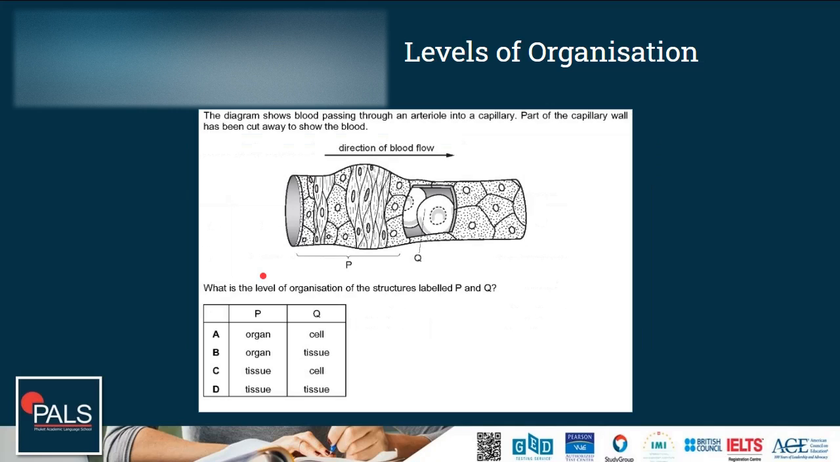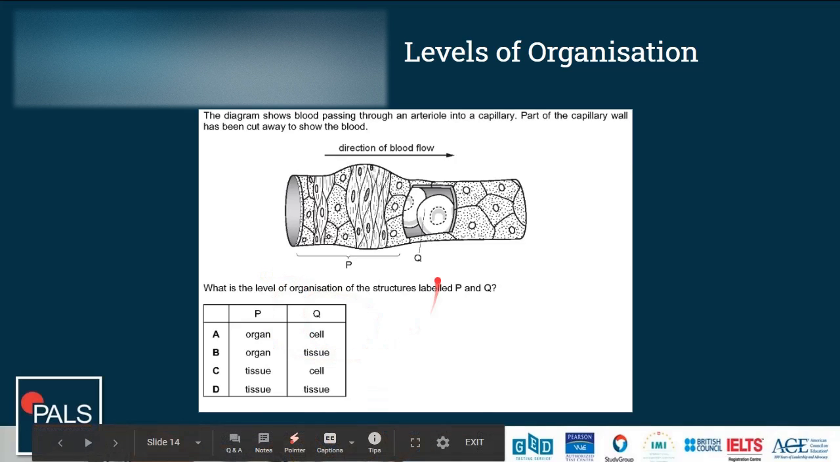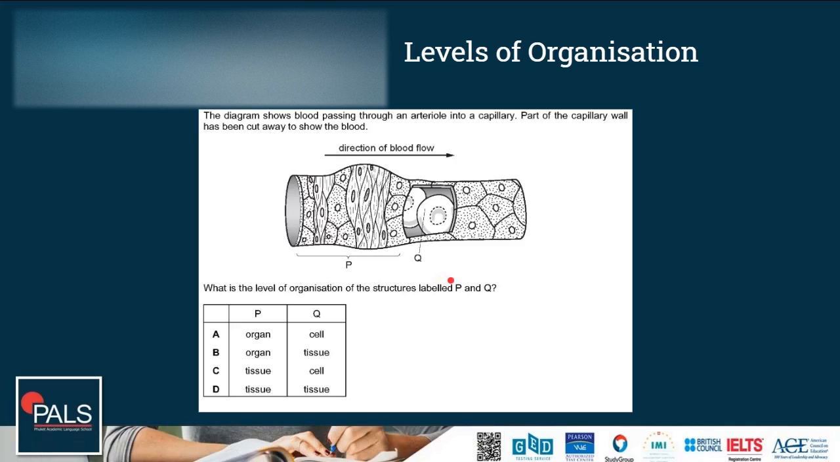All right, up next. The diagram shows blood passing through an arteriole into a capillary. Part of the capillary wall has been cut away to show the blood. What is the level of organization of the structures labeled P and Q? So the easy one here, again, take your time. If you still need to think about the answer, pause the video now, otherwise we will continue.